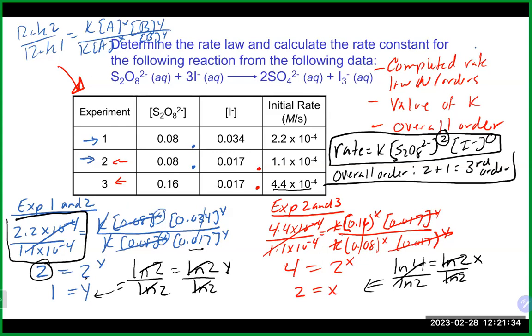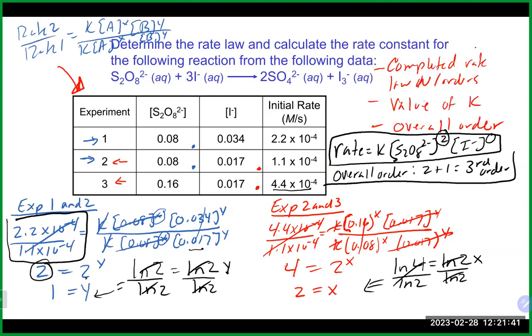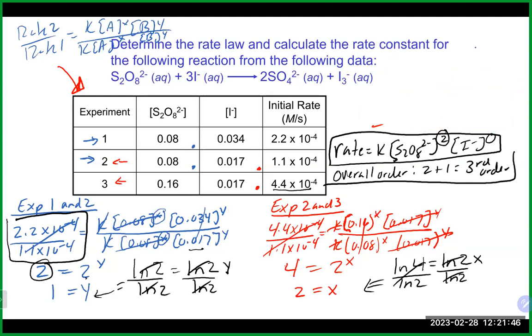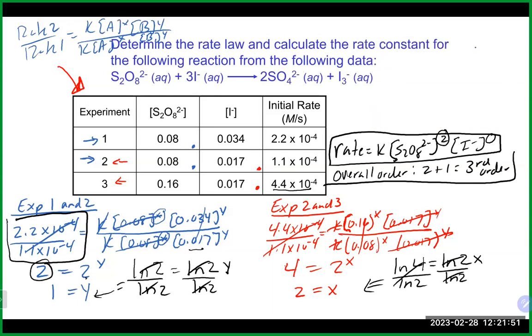And the last thing that we need to do is, now that we have the rate law, solve for the value of k. That's just going to be found by rearranging our equation there. I'll erase a little, get some room here. So if we rearrange our equation in this case, the k would equal the rate divided by the concentration of S2O8 2-, squared, divided by the concentration of I-.